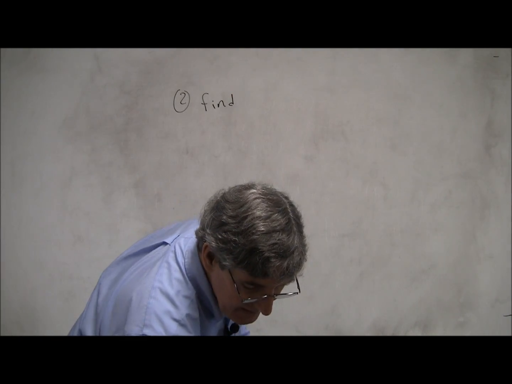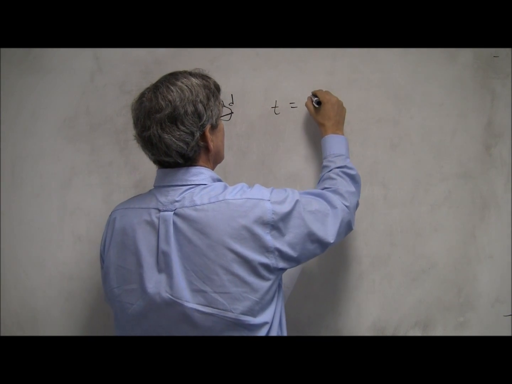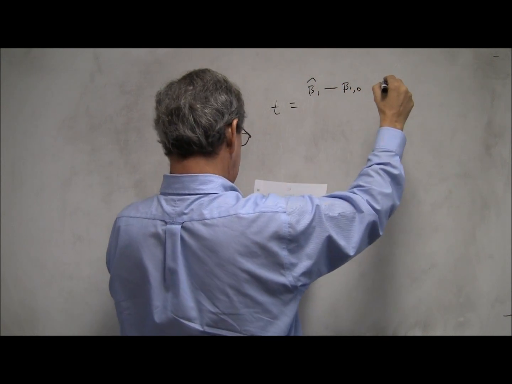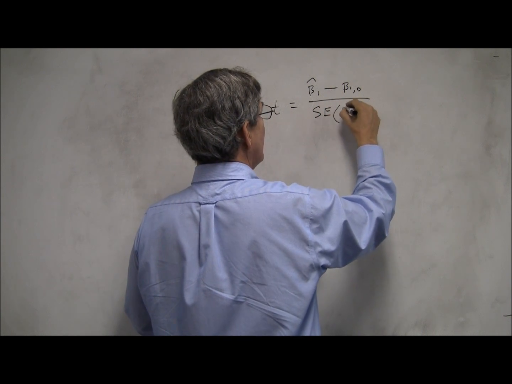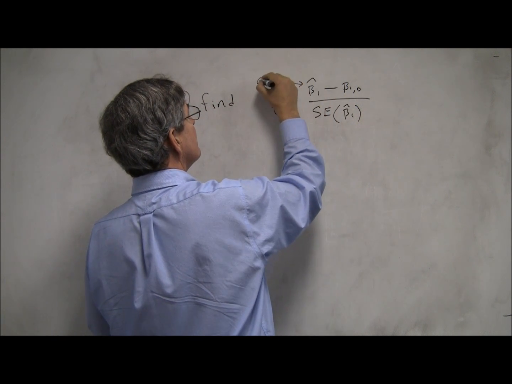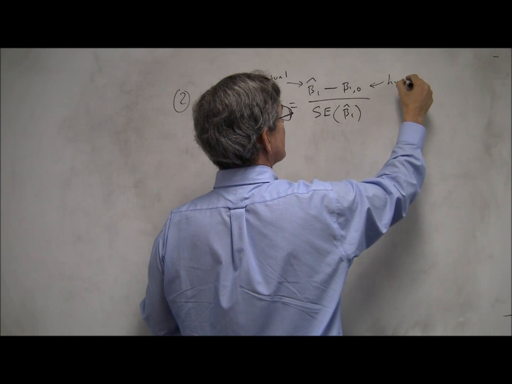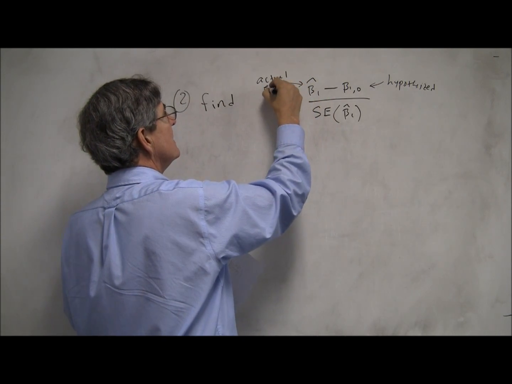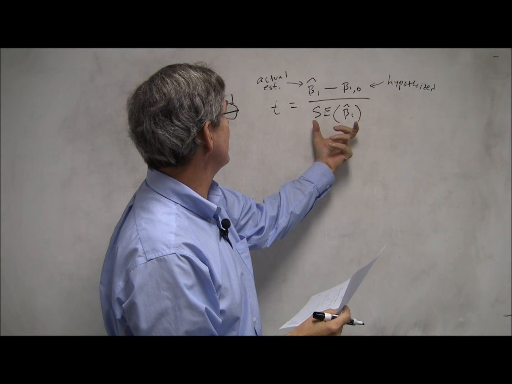And if you recall what the t is, I've written some of these down already. T is beta 1 hat minus beta 1 0 over the standard error, which we just wrote down, of beta 1 hat. This is the actual, and this is the hypothesized. So this is the actual estimate. This is the hypothesized value, and this is the standard error of regression.